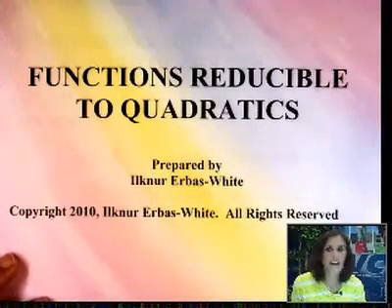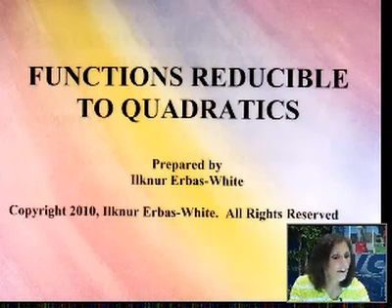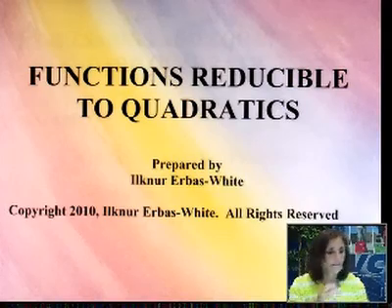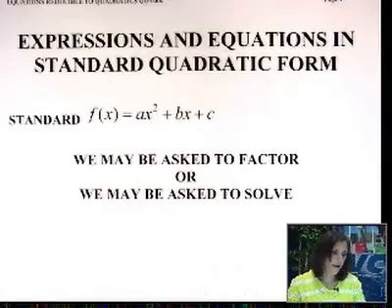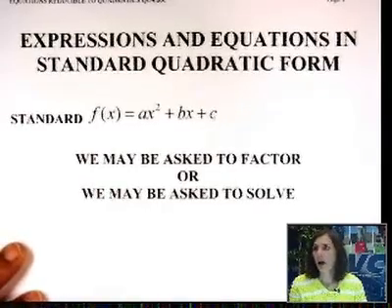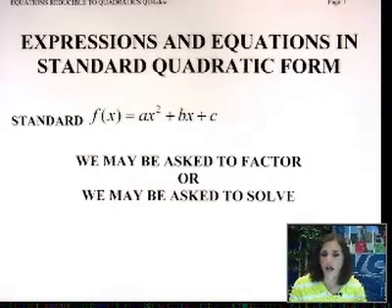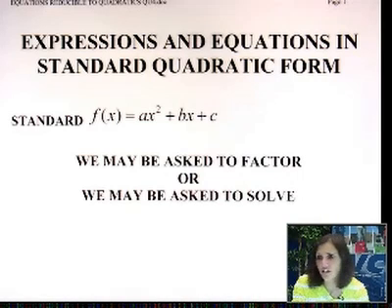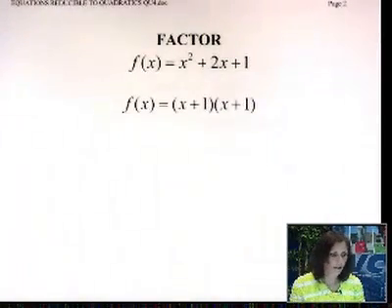Today we will talk about quadratic equations that do not look like quadratic equations at first, but you can reduce them into quadratic equations. So I'll give you some examples of that. Okay, quadratic form. The quadratic form is ax squared plus bx plus c. That's the standard form. In these sets of problems, you may be asked to factor or you may be asked to solve a quadratic equation.